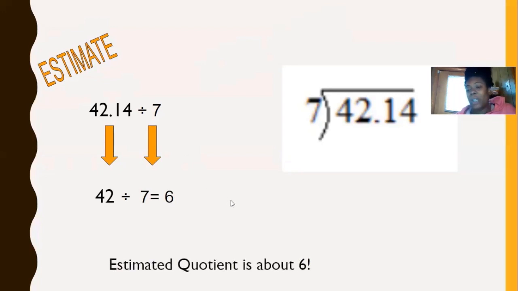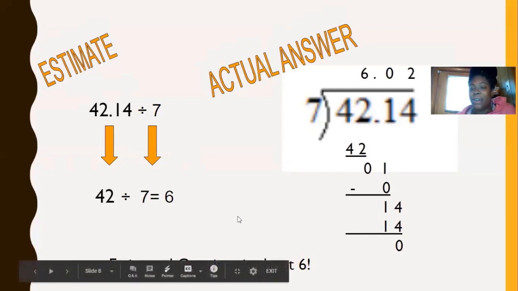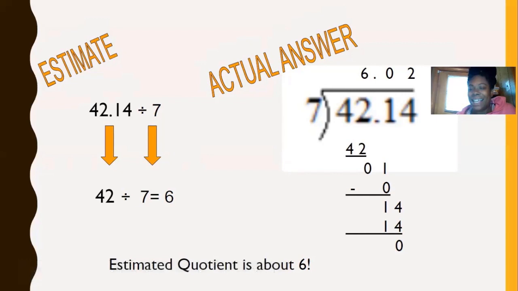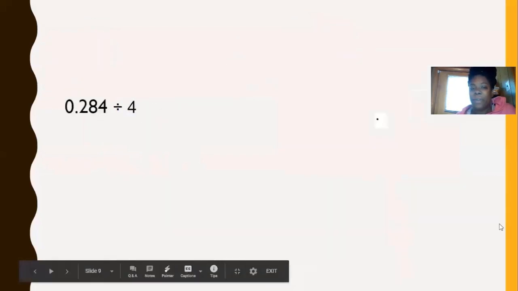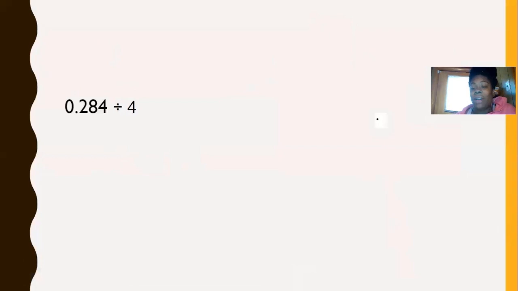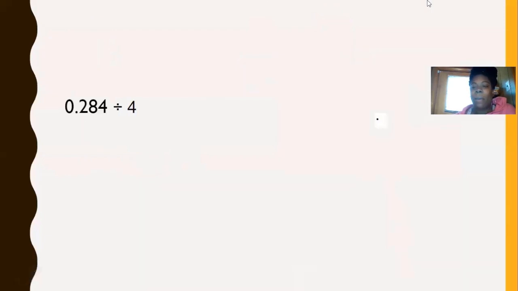So now it's time to actually solve. Same process, and there's my answer. And hot diggity dog, my quotient is about 6. I'm right on target. All right, the next problem you guys are going to try by yourself. 284 thousandths divided by 4. Give it a try, pause this video, and come back when you have completed the problem.